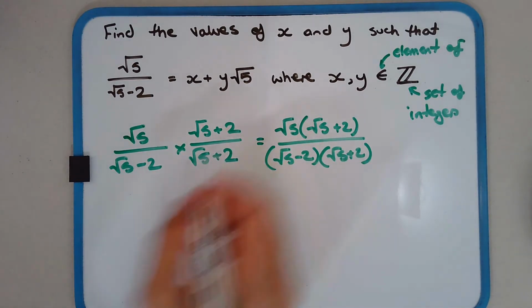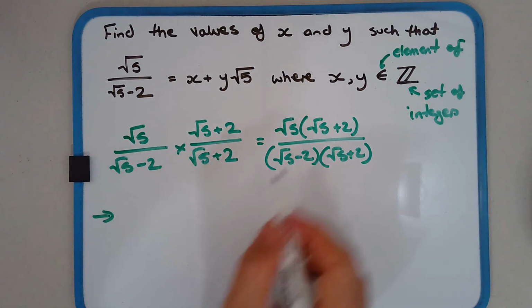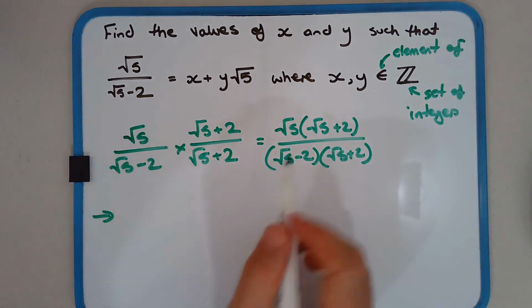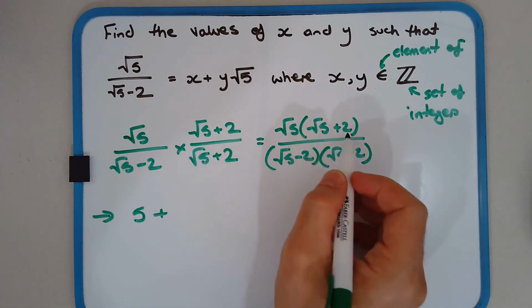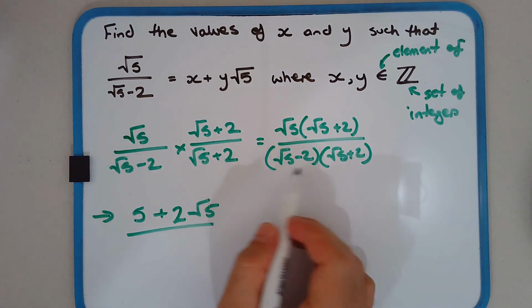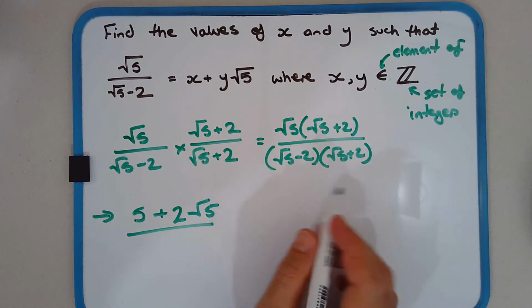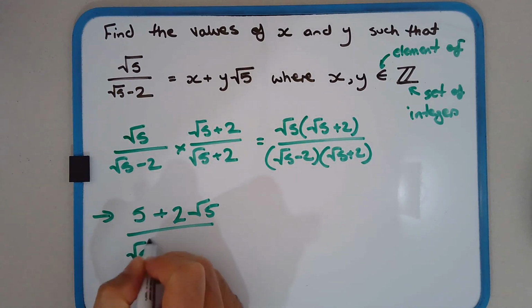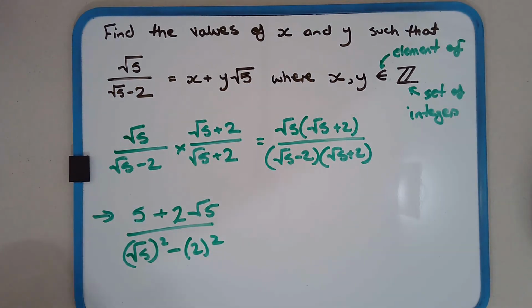All right, so multiplying through the numerator, we get root 5 times root 5 is 5, plus root 5 times 2, which is 2 root 5, over root 5 minus 2 times root 5 plus 2, so that's your a squared minus b squared. So that's going to be root 5 all squared minus 2 all squared.